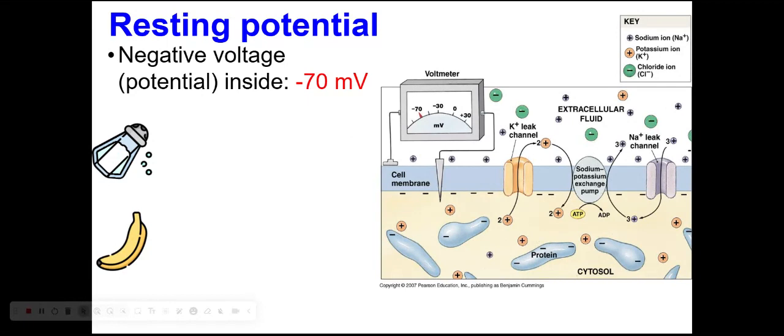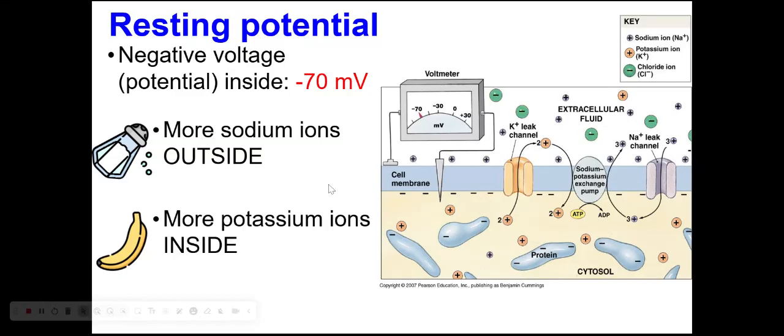One of the quick ways to remember where the ions are is by remembering what we call the salty banana. Salt we always think of as sodium. That means there's more sodium on the outside, right? Salt on the banana. Potassium, which we know bananas have a lot of potassium in them, that means there's more potassium on the inside. So whenever we talk about that negative 70 millivolts, the resting potential, that is what we're going to refer to, remind you, with the salty banana.